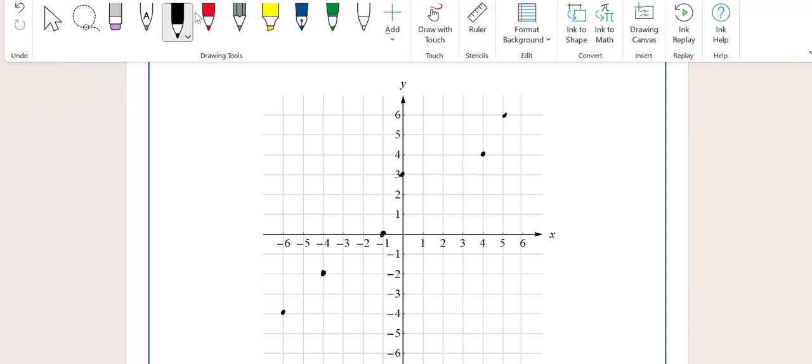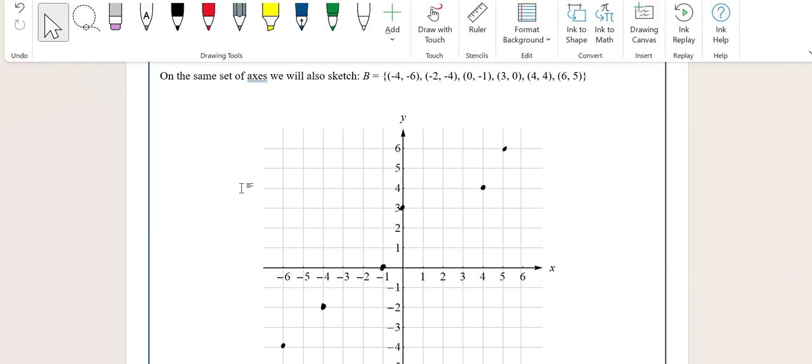Now, what I'm going to do next is I'm going to try and be fancy. This has kind of come back to bite me a few times, so hopefully it won't this time. I'm going to try and switch colors. What I'm going to do is now plot my points for B.